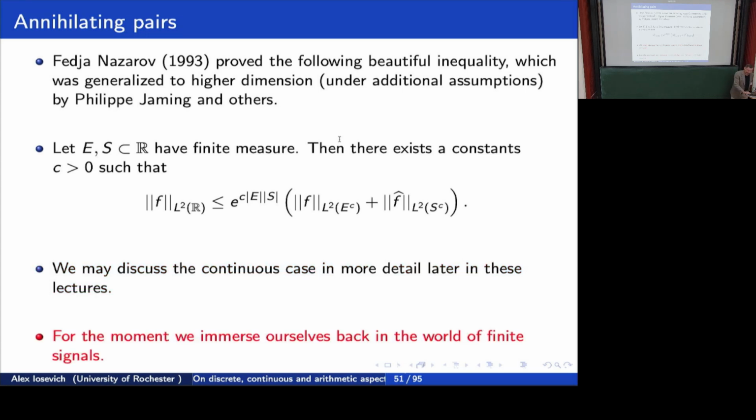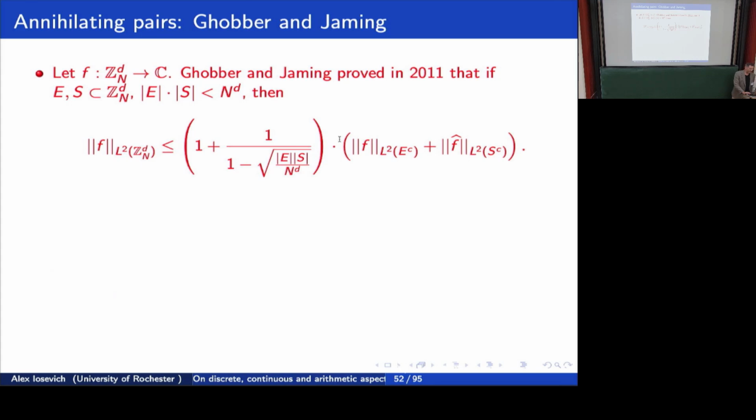And in the discrete setting, Gobert and Gemung proved the following result: if E and S are subsets of Z_n^d, and the size of E times the size of S is less than n to the d, so the opposite of the classical uncertainty principle condition. But please note that E and S are arbitrary sets here. Then the L2 norm of f is bounded by a constant, which is written out, times again the L2 norm of f outside of E plus the L2 norm of the Fourier transform outside of S.